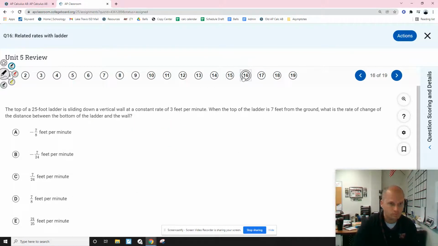4 more. Ladder. It's not an angle though. 25-foot ladder, constant. Sliding down, dy/dt is negative. When y is 7, what's dx/dt? We've done this enough. We should be ready for this. I think this is a 7, 24, 25.